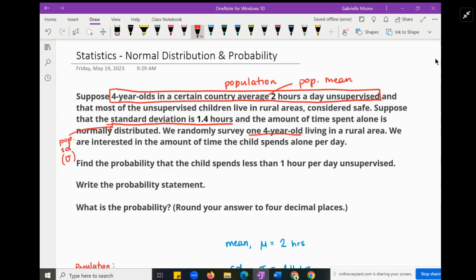And this is going to relate to the symbols that we would use. Notice that for population mean, we tend to use the Greek symbol mu, which is that u with the longer stem, right? And then we have the lowercase sigma symbol, also a Greek letter, that looks like an o with an extra stem on top, right? All right, so the question at hand: they want us to find the probability of this child spending less than 1 hour unsupervised in a day. We're not going to worry about the per day part. Honestly, we don't have to worry about that.